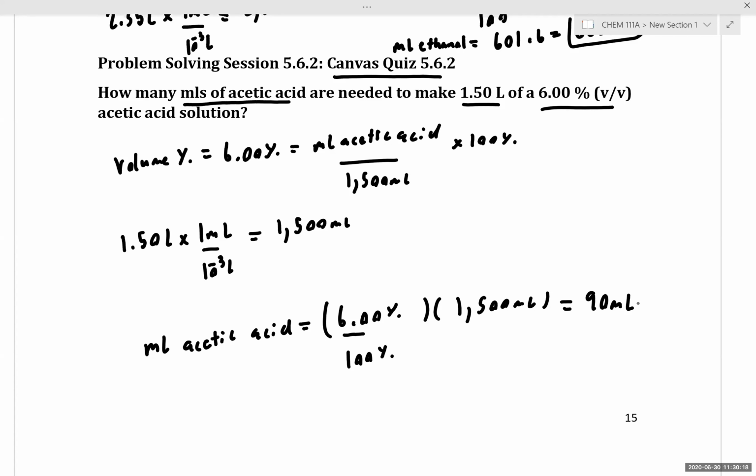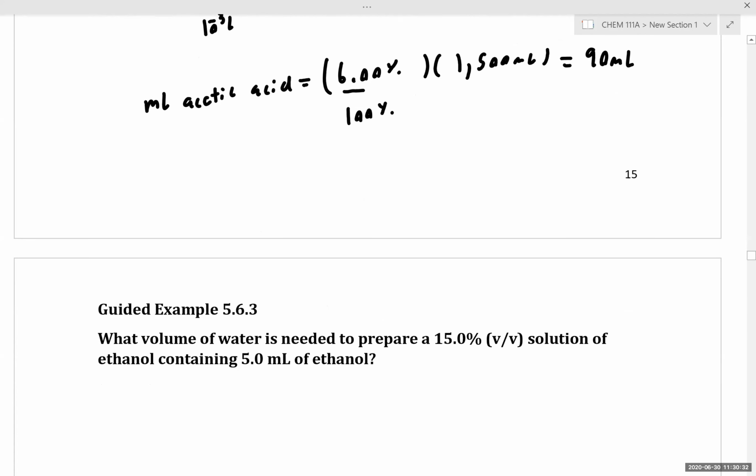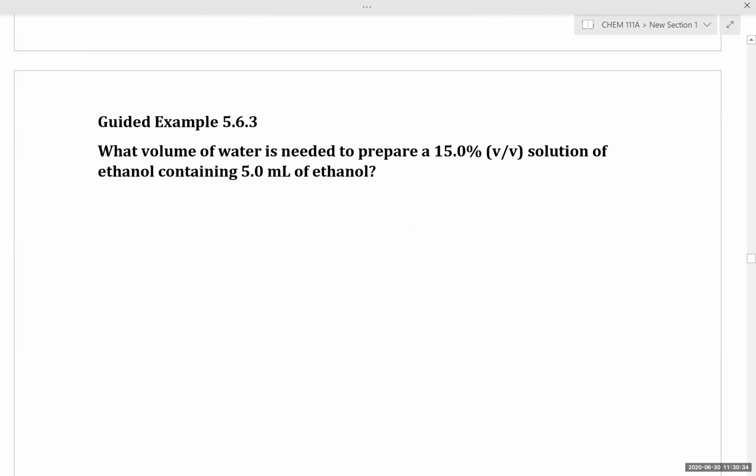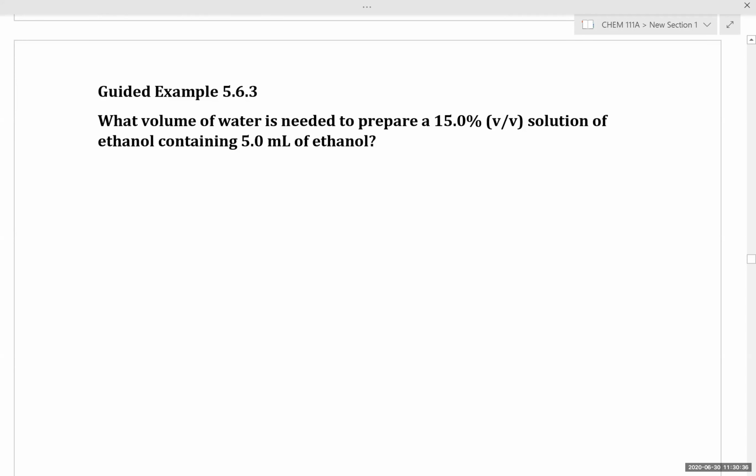Does this example make sense to everyone so far? Any questions so far? Okay, so let's continue on and do another guided example. In this case, we're asked what volume of water is needed to prepare a 15% volume over volume solution of ethanol containing 5 milliliters of ethanol.